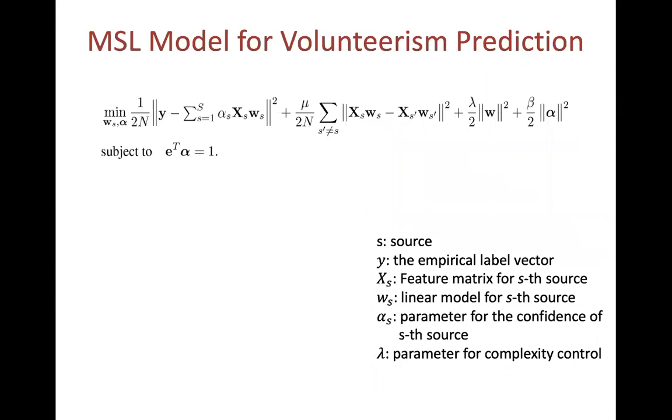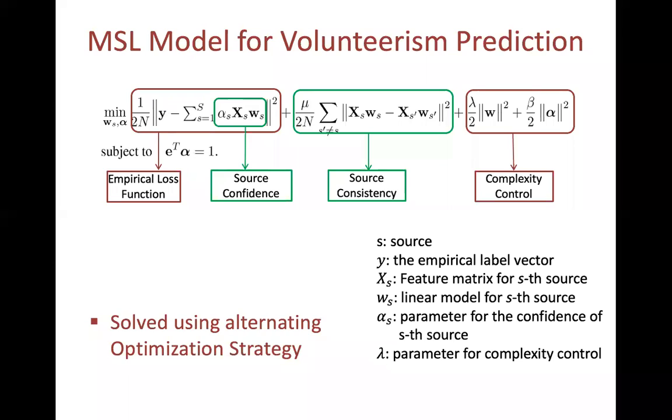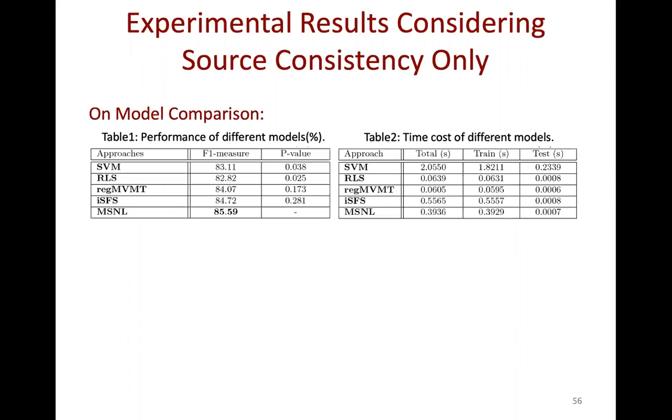Do you remember before I was talking about the model that can consider the consistency of the topics, and also consider the weight and the strengths of each data source? This model can be solved by an alternating optimization strategy. And because we don't have missing data anymore, since we already solved this problem by applying regularized matrix factorization, we can actually get our results. And you can compare different models.